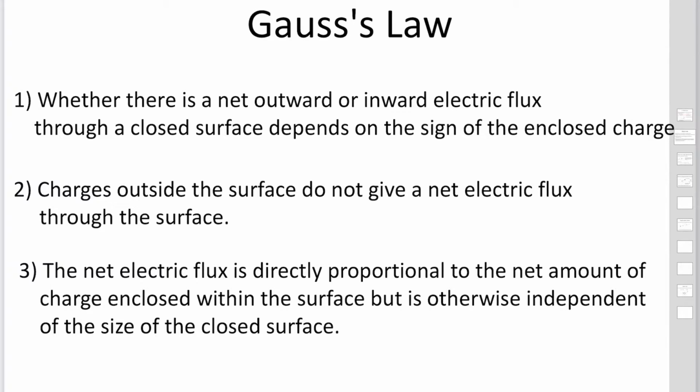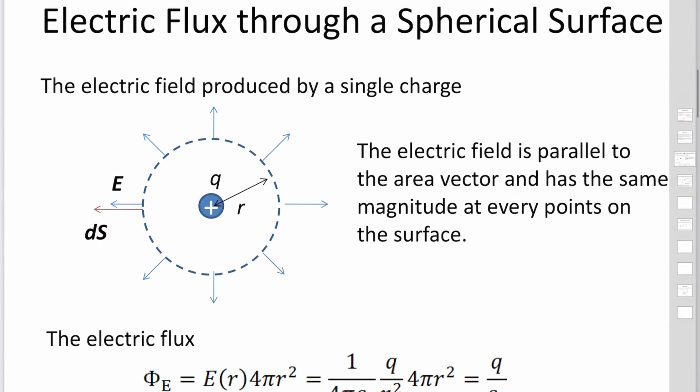And the third statement is that the net electric flux is directly proportional to the net amount of charge enclosed within the surface, but is otherwise independent of the size of the closed surface. Okay, so I'd like to explain each statement step by step.